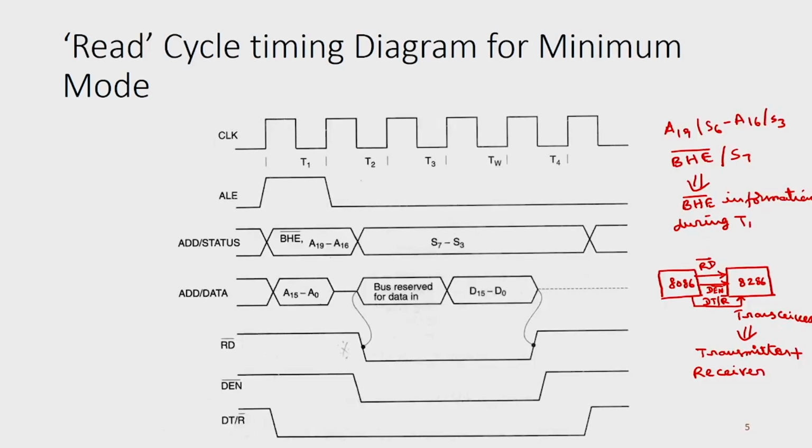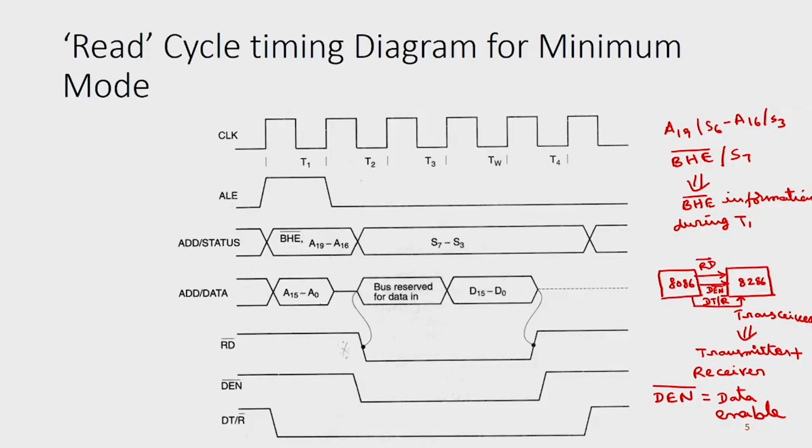Another difference is DEN bar will go low in both the cases because it stands for data enable. D for data, En for enable. So in any case, whether you want to perform the read operation or write operation, data enable should be 0. But the only difference is, in case of read operation, because the peripheral device is slow, DEN bar goes low a bit delayed when compared with the DEN bar of write cycle. That is the only difference in DEN, but both are low.